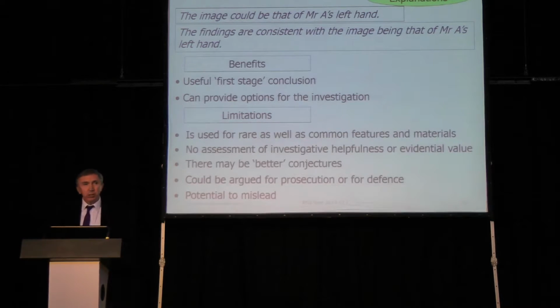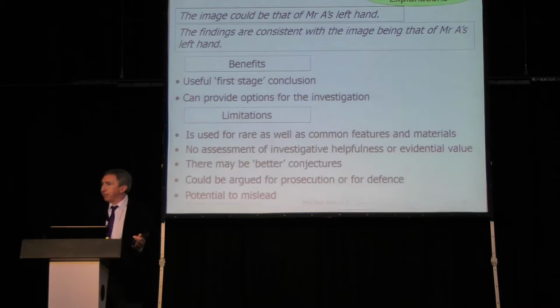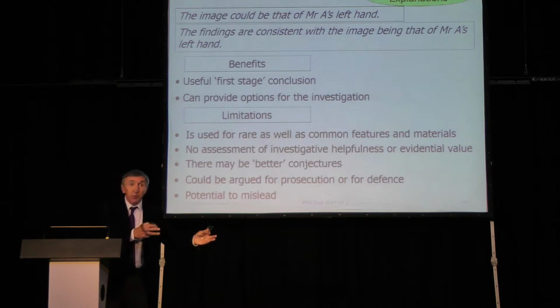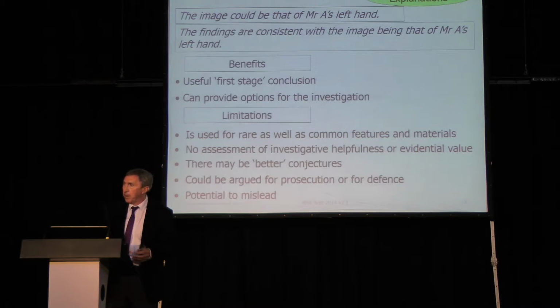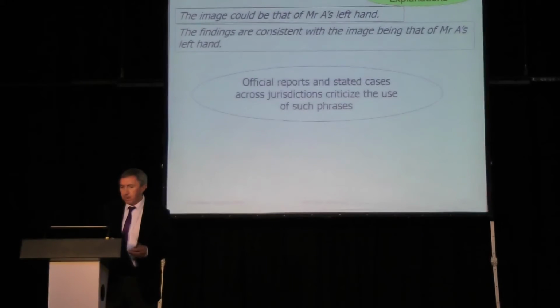The limitations, again: if we just stay at "could have", there's no assessment of the evidential or probative force. We apply that to rare as well as to common materials. There may be better conjectures, better explanations that the scientist hasn't considered or hasn't offered. You could argue it from the prosecution or the defence side. Yeah, it could have come from it, couldn't it? But it may not have come from it, so the jury's left in limbo. And there's a big risk of misleading, as Paul's mentioned with one case.